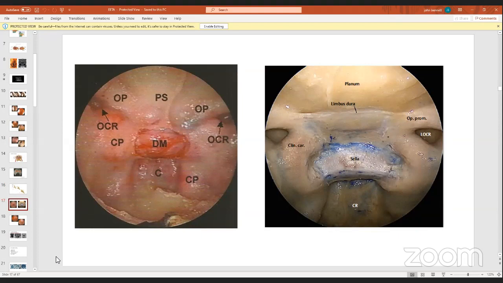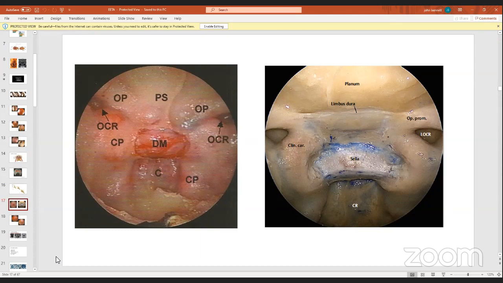Below the floor of the sella is the clivus. So below the sella, you go straight, you drill your bone, you go to the posterior fossa, an anterior approach to the posterior fossa. And then you will see the clivus down here. Laterally on either side, CP is the carotid prominence.